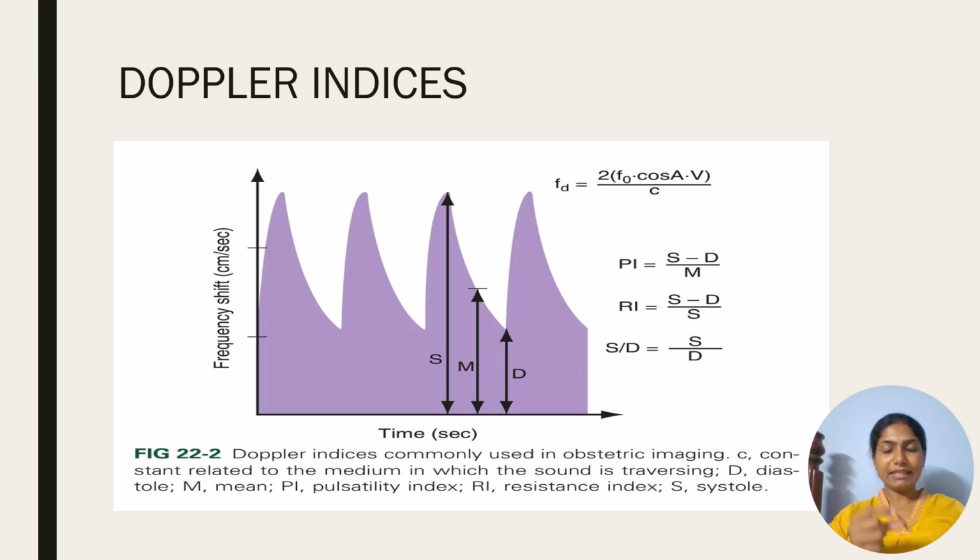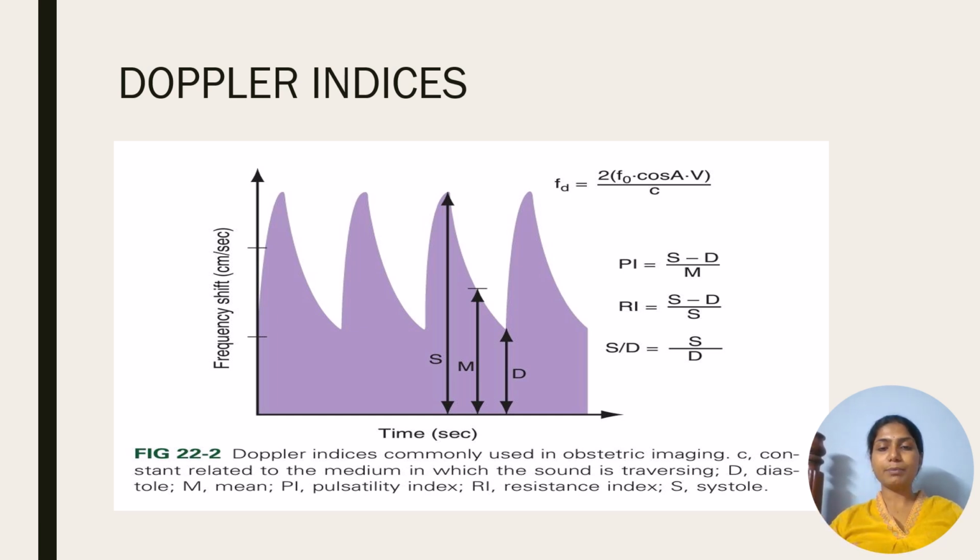So what are these indices? There are three different indices. The first, basic index is called systole by diastole. It is nothing but the velocity of blood during systole divided by the velocity of blood during diastole. Next is the resistance index. In this, there is systolic velocity minus diastolic velocity, again divided by systolic velocity. And the last one, which is the best, which can give us a better idea, is the pulsatility index.